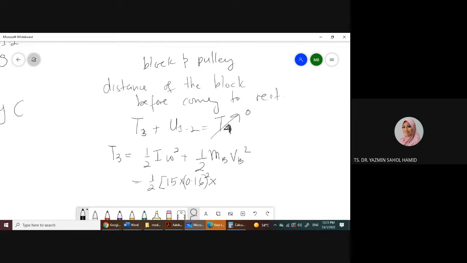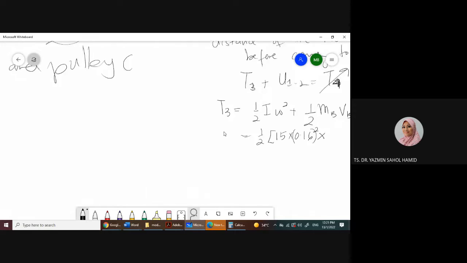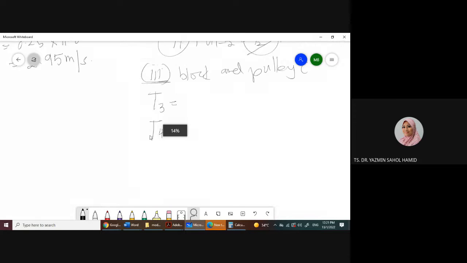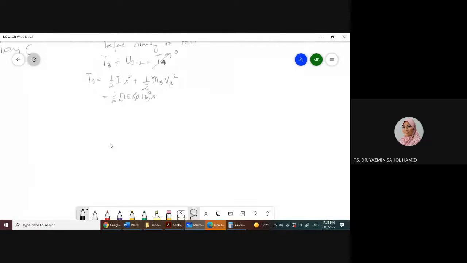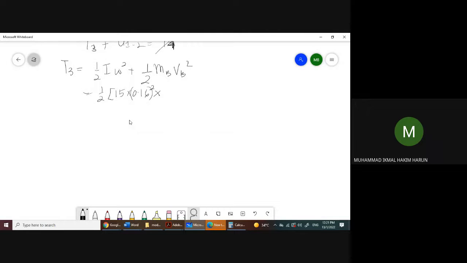We already got omega earlier, right? What was omega earlier? Right? Okay, sorry. Omega earlier was 11.8. Plus 1 over 2 times 10 times the velocity of block B. What was the velocity of block B earlier? VB equals R omega. So R omega, did we already get it earlier? How much was it? 2.95.